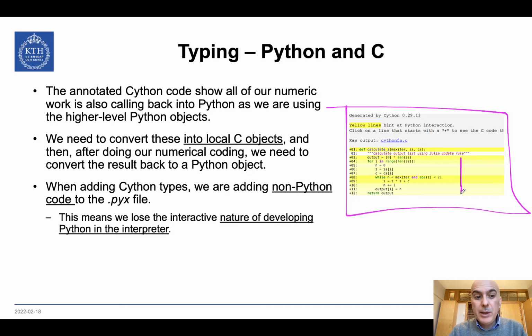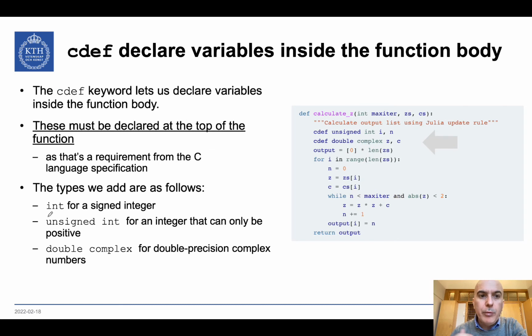An important note that I want to make in this lecture is that when we add Cython types, we are adding non-Python code for the first time to our PyX file. So far, our PyX file was just a Python file, and then Cython was doing all the work. However, in this lecture, we are going to annotate with Cython types, and we are going to lose the pure Python components. That also means that we're going to lose all the interactive nature of developing in Python in the interpreter.